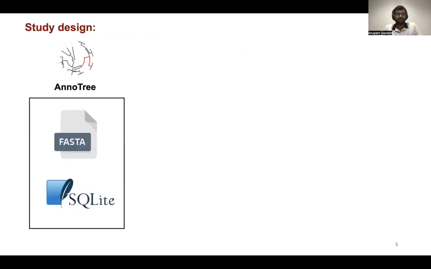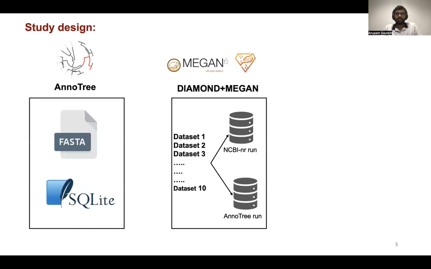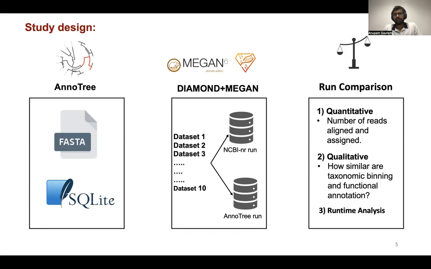What we did was generate the required AnnoTree files, the FASTA and the SQLite, which will be needed by the DIAMOND+MEGAN pipeline. We took 10 datasets and carried out DIAMOND+MEGAN runs against all these 10 datasets. Whenever we used an NCBI-NR based file, we call that run an NCBI-NR run. Whenever we used an AnnoTree based file, we call that run an AnnoTree run. And ultimately we carried out comparison of these runs based on quantitative metrics, like number of reads aligned and assigned, qualitative metrics, like how similar the taxonomical and functional binning was, and finally runtime analysis, like how fast these runs were.